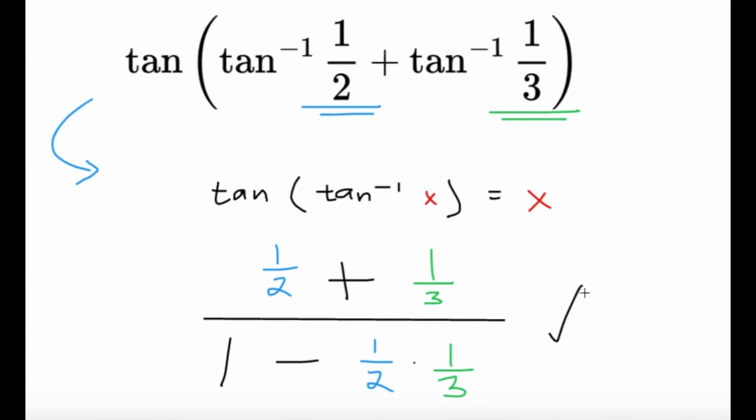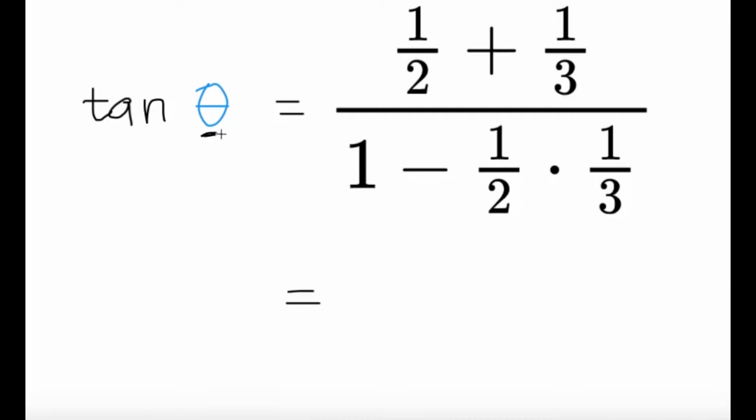This part just came from the tangent addition formula: tangent A plus tangent B, all over 1 minus tangent A tangent B. So since we let the substitution be theta, tangent of theta, the thing that we want, is equal to 1/2 plus 1/3 over 1 minus 1/2 times 1/3. You can simplify this a little bit. The numerator becomes 5 over 6, and the denominator becomes 1 minus 1 over 6, which is just 5/6 as well. So it's actually very nice. Tangent theta is equal to 1.